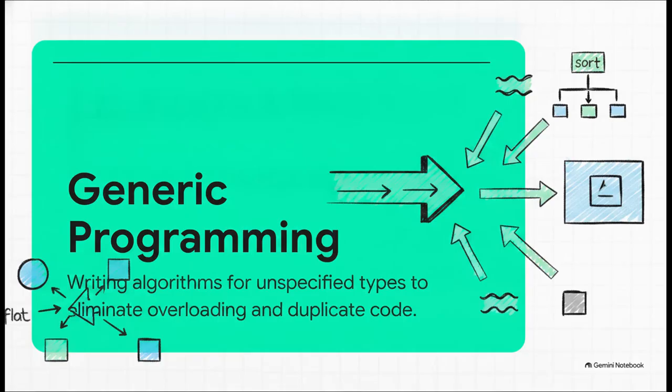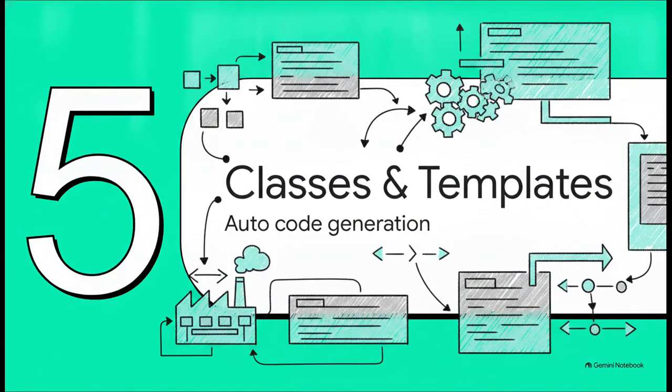Generic programming is basically this big idea that your code should be completely independent of data types. So instead of writing a sorting algorithm for integers and then overloading it with another one for doubles, you just write one generic algorithm. The types, you specify those later. It's a total game changer that massively increases efficiency and cuts way down on code bloat. Which leads us to Section 5, Generic Classes and Templates, Auto Code Generation.